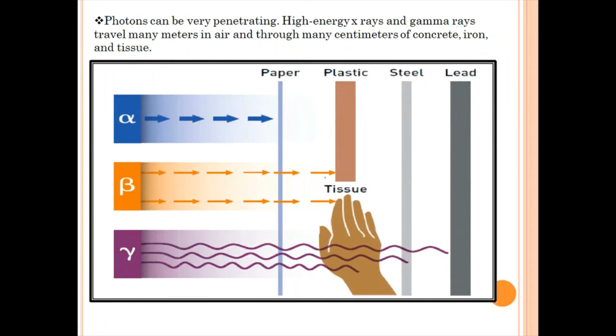Last one is photons. Photons can be very penetrating. High energy X-rays and gamma rays travel many meters in air and through many centimeters of concrete, iron, and tissue. Thus, external gamma rays can penetrate and deposit energy throughout the body.